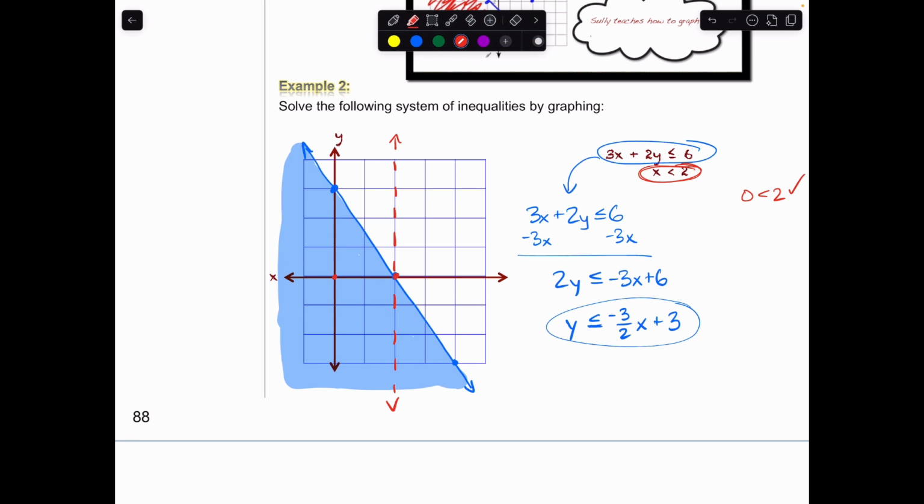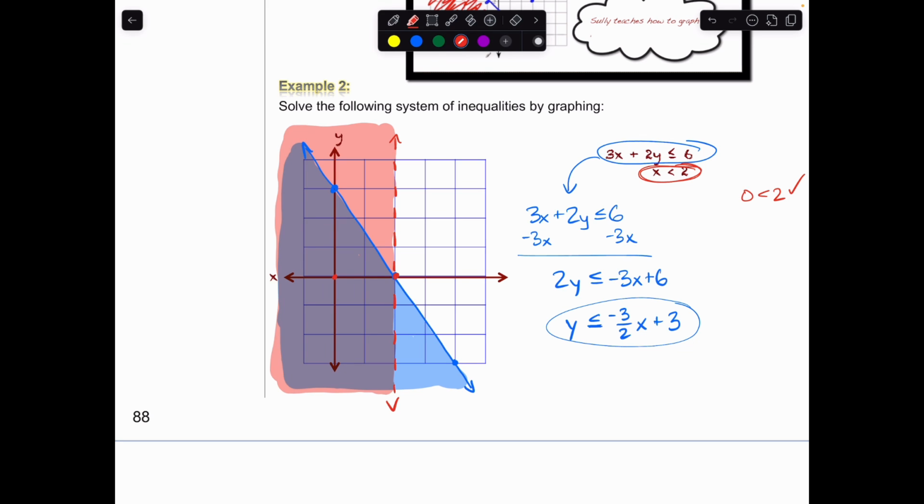And you might have been able to figure that one out on your own, even though it's a vertical line and you can't really shade above or below it. When we have less than, we're going to shade to the left of a vertical line. So we shade all that in.